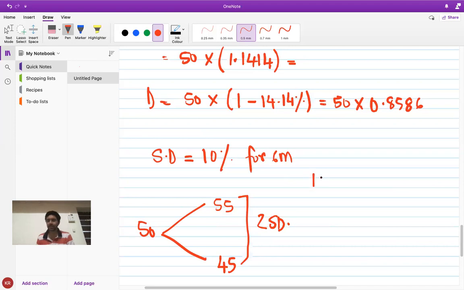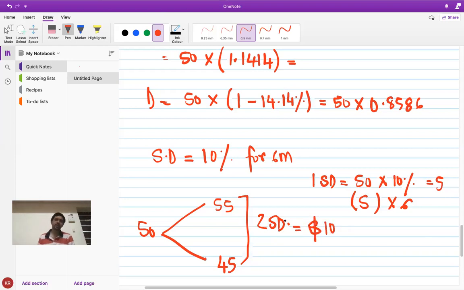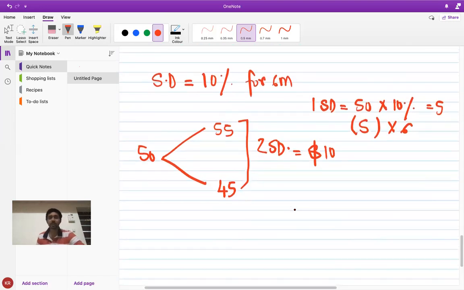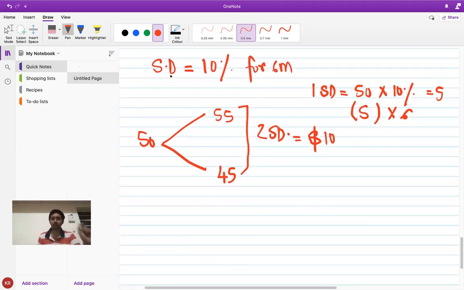Okay, one standard deviation is equal to 50, which is the current spot price S0, into 10 percentage, which is over here S into sigma. This is sigma, the standard deviation, which is $5, right? There's a gap of $10, which means 2 into 5, so there's a gap of 2 SD. So I had implicitly assumed that the volatility of returns in our example was 10%.